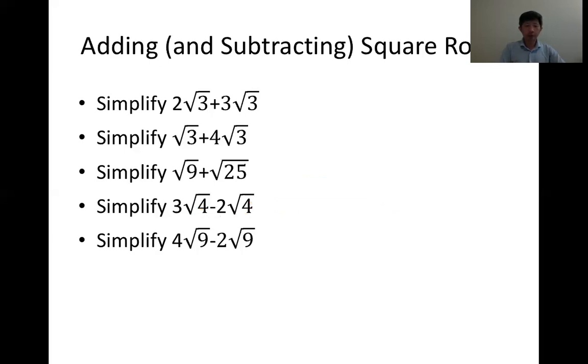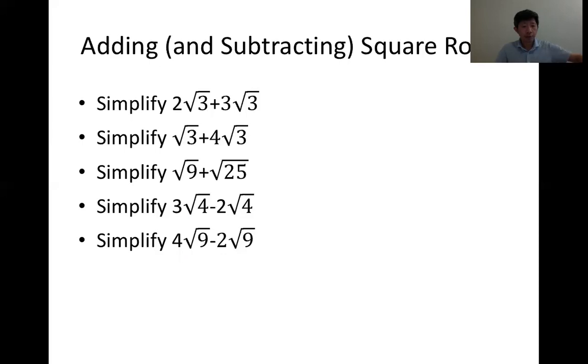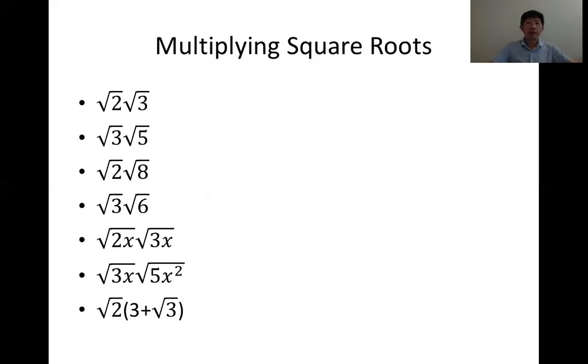Next problem. We have 4 square root of 9 minus 2 square root of 9. All right, minus, that would be 2 square root of 9. Now we know the square root of 9 is equal to how many? Which is equal to 3. So 3 times 2, which is equal to 6. Okay. Very easy, right? Next, multiplying square roots.